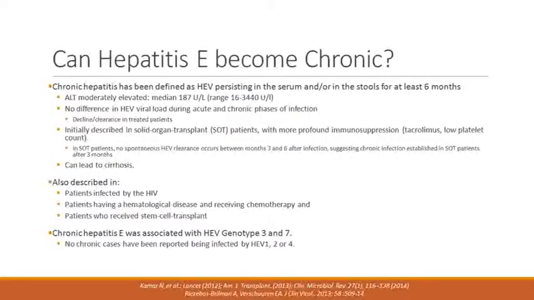Chronic hepatitis E was also described in patients who are infected with HIV, and patients having hematologic disease and receiving chemotherapy, as well as patients who received stem cell transplants. Chronic hepatitis E was associated so far with HEV genotype 3 and one case of genotype 7. There are no chronic cases associated with genotype 1, 2, or 4.